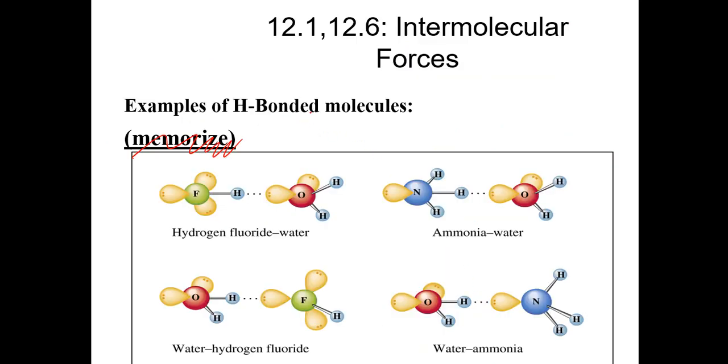So these right here are all examples of mixtures. Here's hydrogen fluoride and water, and then there can be hydrogen bonding in between. Here's ammonia and water. So there's a hydrogen on an N, O, or F. There's a lone pair on an N, O, or F, and therefore it's hydrogen bonding. Hydrogen bonding and hydrogen bonding.